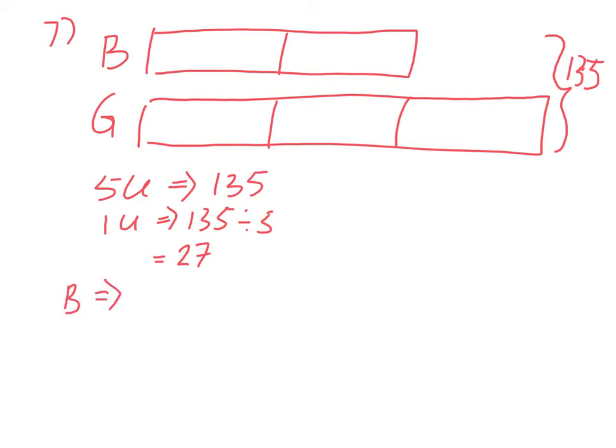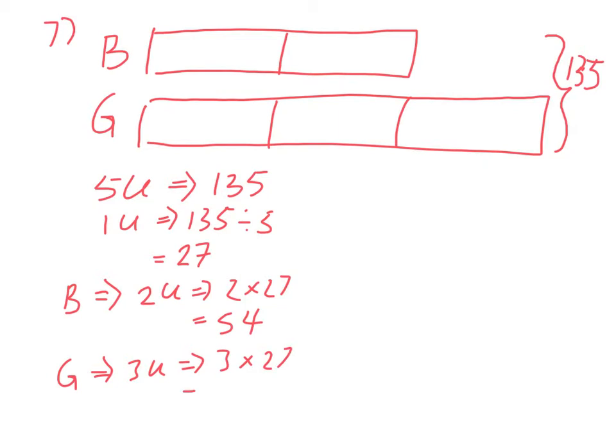At first, boys will be 2 units, right? 54. How many girls were there at first? 3 units. 3 times 27 equals to 81. Okay, then it says, guys, 1/3 of the boys were disqualified.